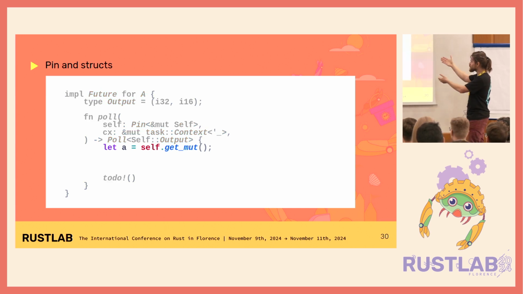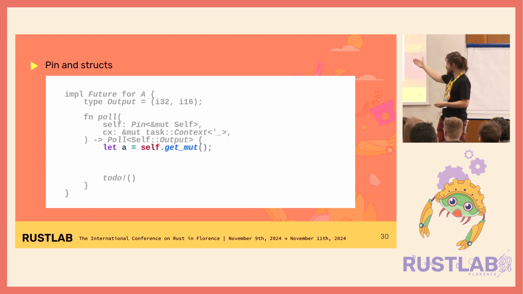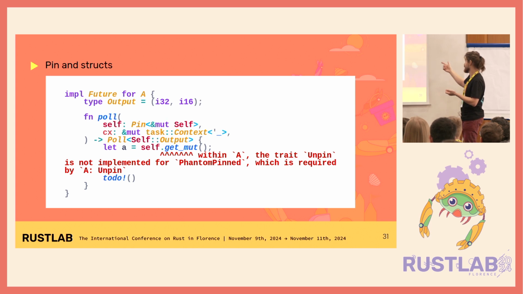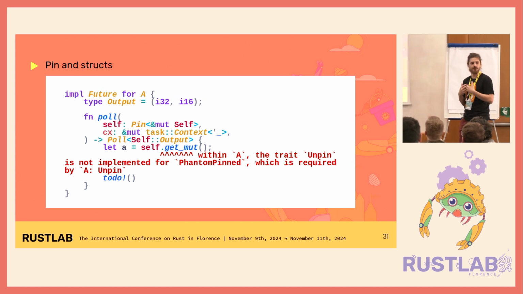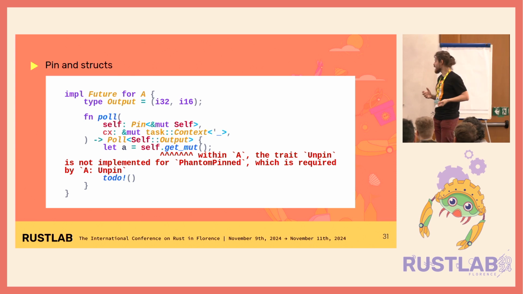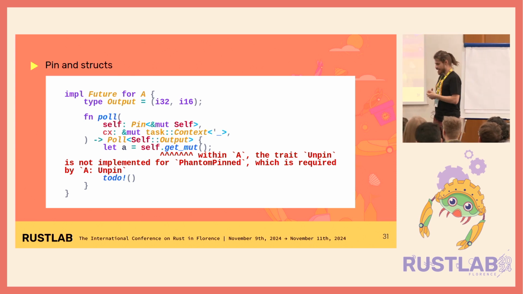And if you try to use the get_mut function of Pin, in theory you want to do that in order to get back the mutable reference to A. Unfortunately, this doesn't work, because, as said, A does not implement Unpin because B does not implement Unpin, and you have an auto trait. So the !Unpin is propagated to A from B.